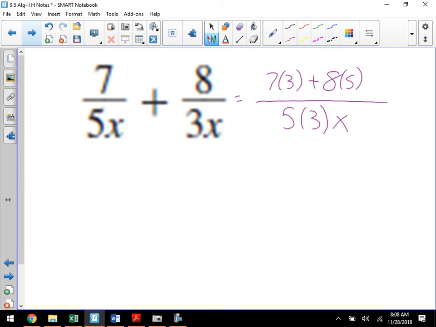That's why we put things in terms of primes, so it's quick. So what's 7 times 3? 8 times 5? 21 and 40 is how much? So we get 61 over 15x. You're done.